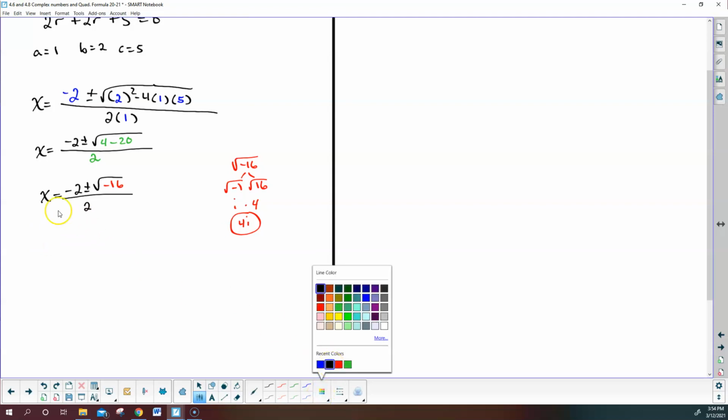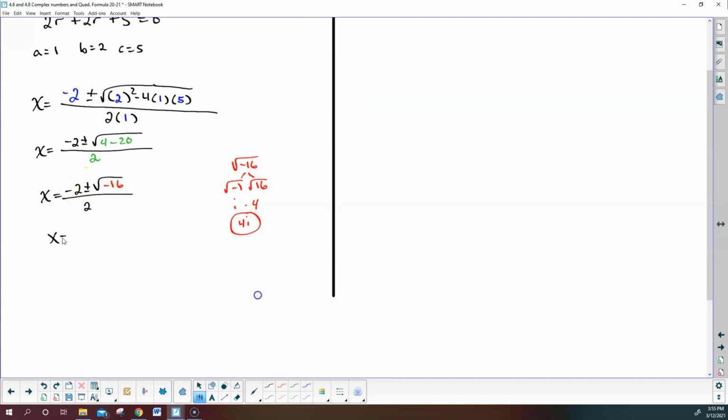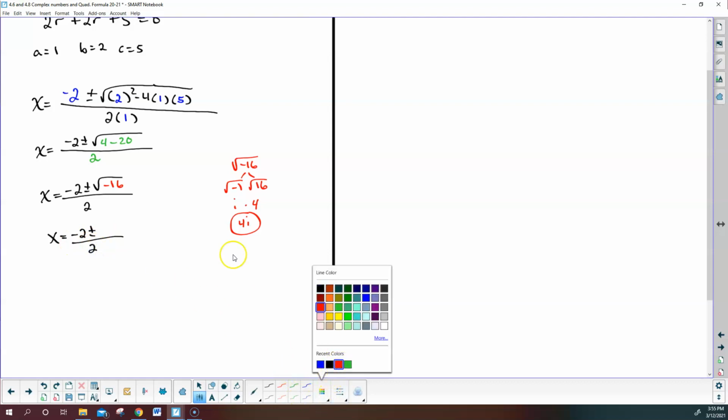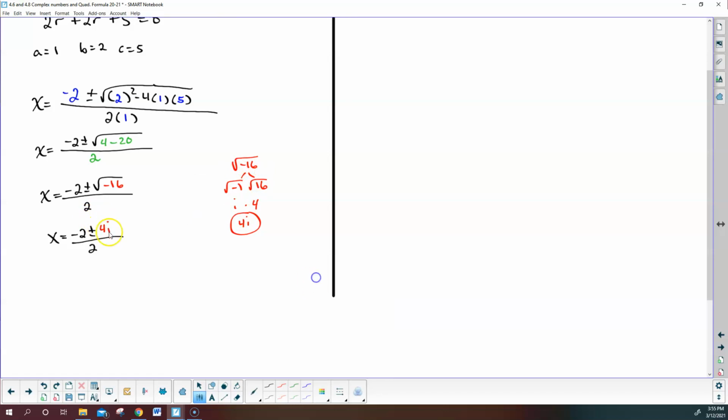All right. So we know that the square root of negative 16 is actually going to be 4i. And now I have two answers again. Okay? You could do this part in your head if you want. But you're going to take each portion, the real part and the imaginary part, and divide them. So I get negative 1 plus or minus 2i.